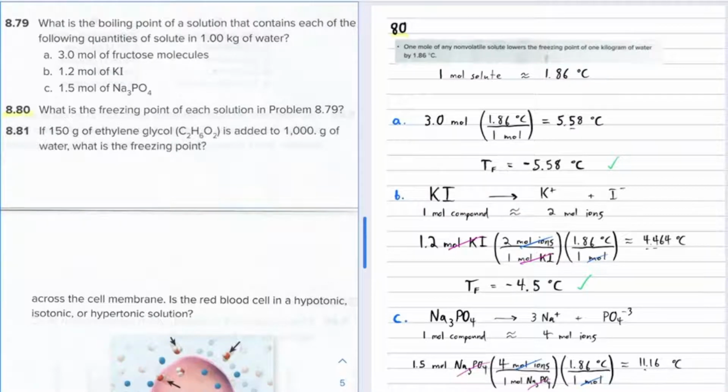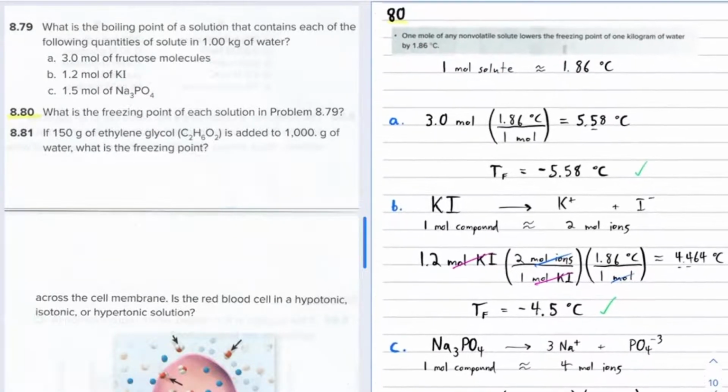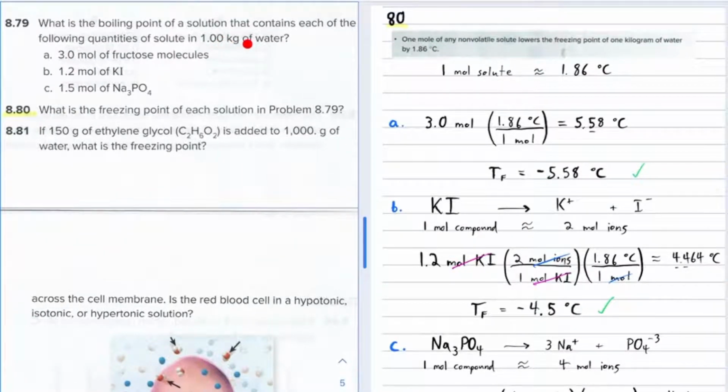Number 80. What is the freezing point of each solution in problem 79? So you got three solutions. What is the freezing point? In the textbook, in the colligative properties section, you can read that 1 mole of solute lowers the freezing point of 1 kilogram by 1.86 degrees Celsius. So we're talking about a kilogram of water here.